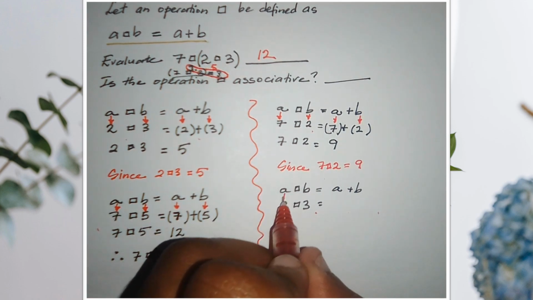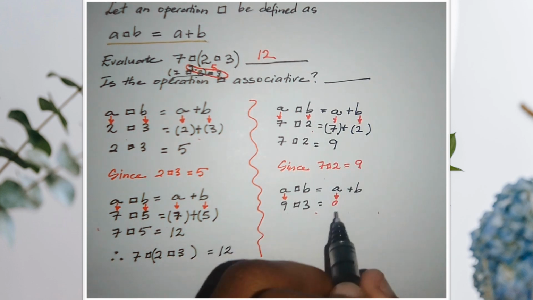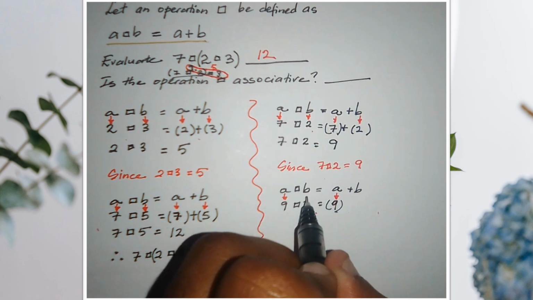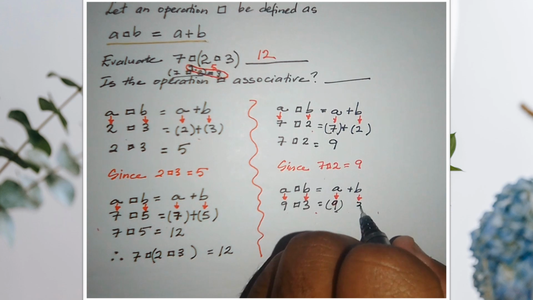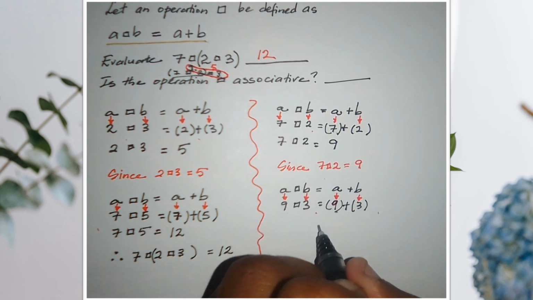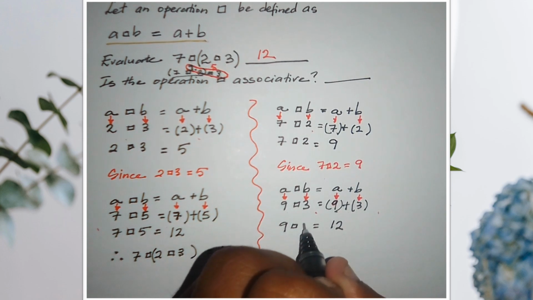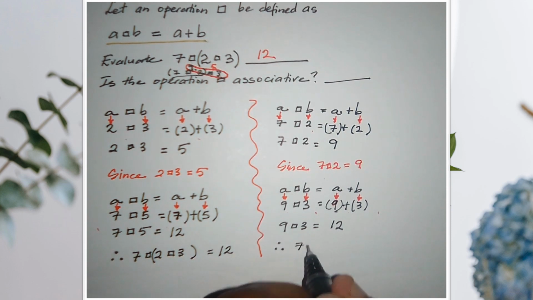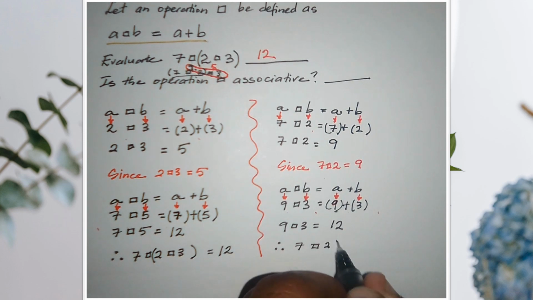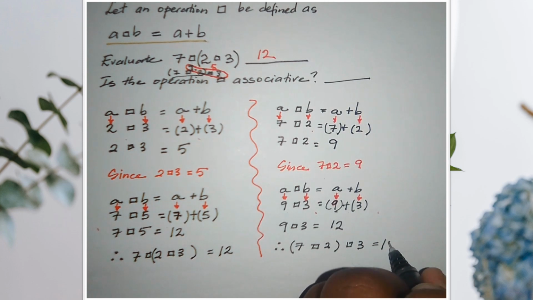So wherever we say A, we're going to put 9. And wherever we say B, we're going to put 3. And notice there was a plus sign. So 9 plus 3 will give us 12. So 9 box 3 will give us 12. Therefore, (7 box 2) in bracket box 3 is equal to 12.